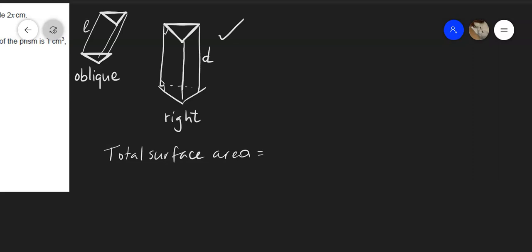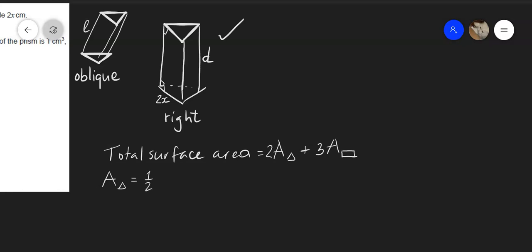So let's write it down as the area of two triangles plus three areas of the rectangle. The triangles in the base are equilateral. It means that all of the sides are equal to each other and they are 2x, and all of the angles are 60 degrees. So we can find the area of a single triangle by using the sine formula.